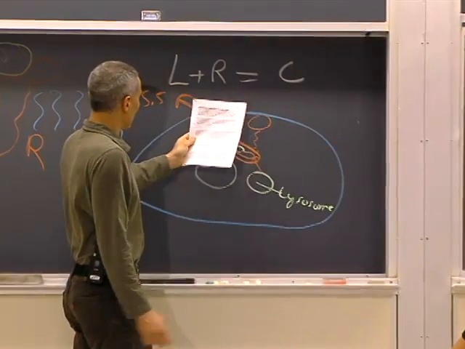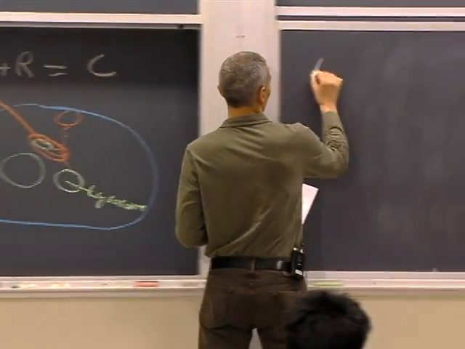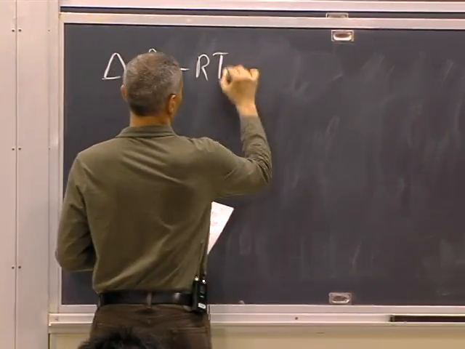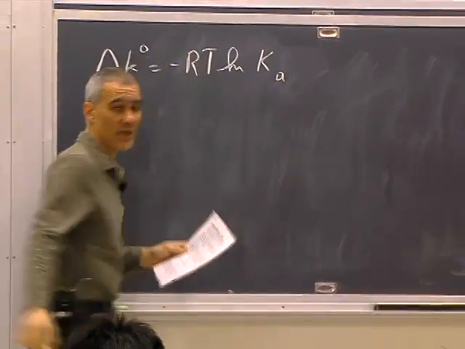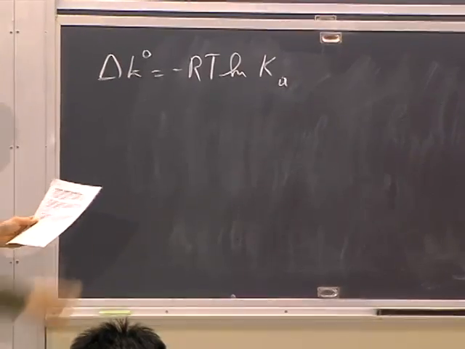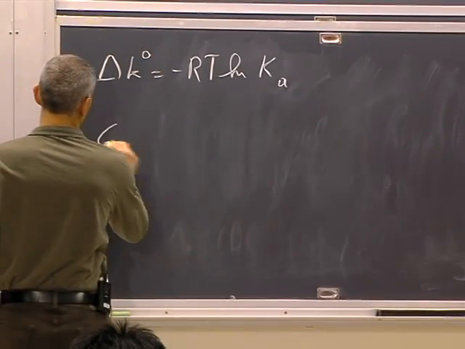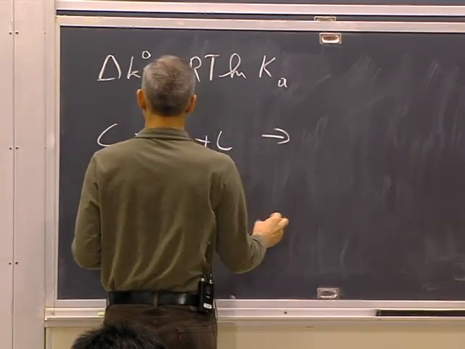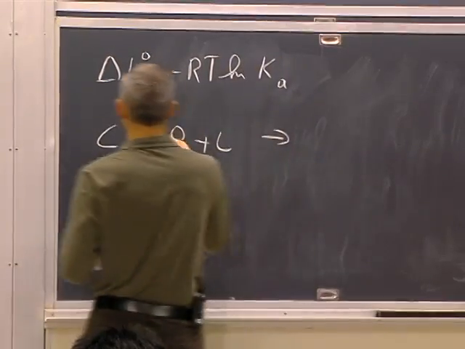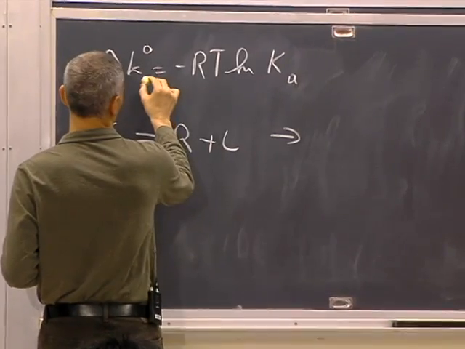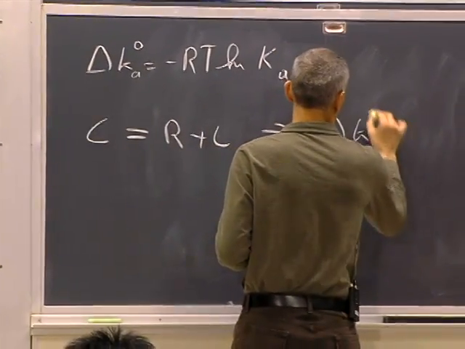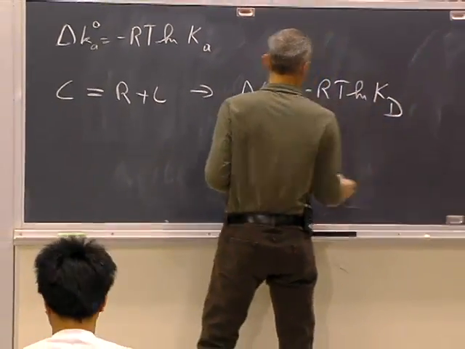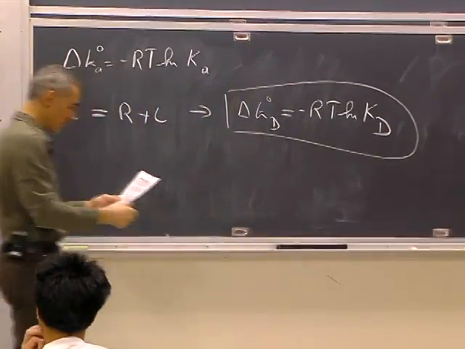So this is the process of binding, and we can have a delta G associated with this. Delta G naught is minus RT log K sub A. This is the association equilibrium. And you can have the reverse process where the complex gets broken up into a receptor plus a ligand. And then you have a delta G for this process here. This would be delta G D, which is minus RT log K sub D. Okay? This is the dissociation process.